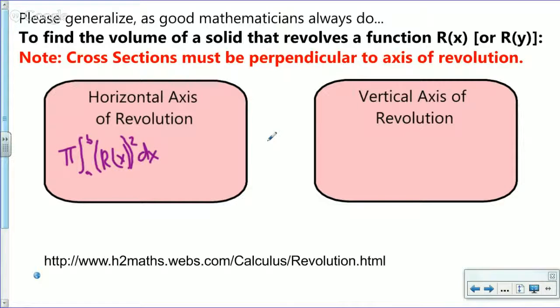If I have a vertical axis of revolution, you're going to do the same thing, just everything's going to be in terms of y. So you're still going to have pi times the integral, let's call this from c to d this time. These are now y values, of whatever your relation is, r of y, square it, dy.